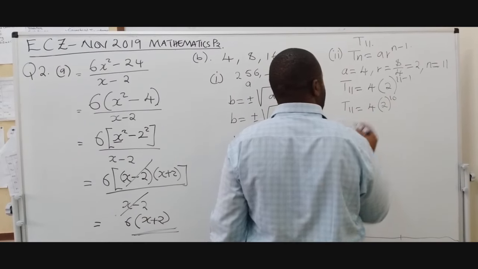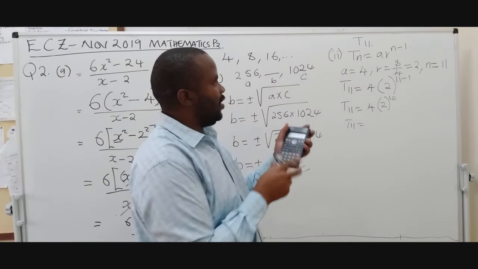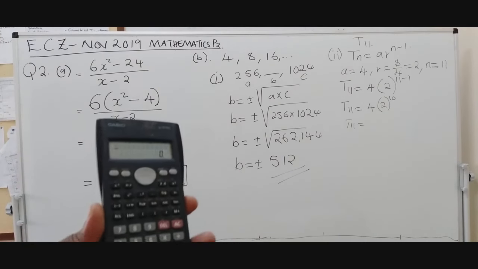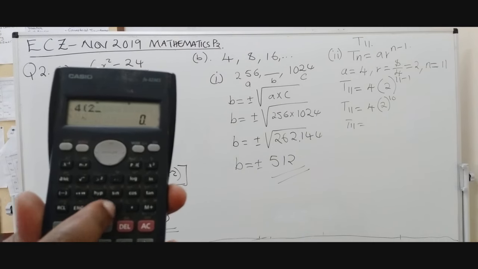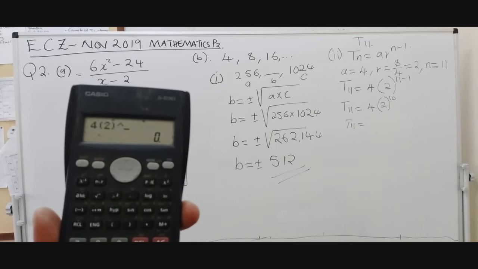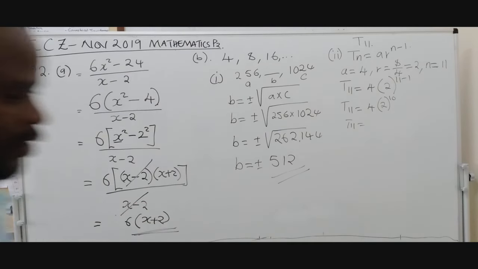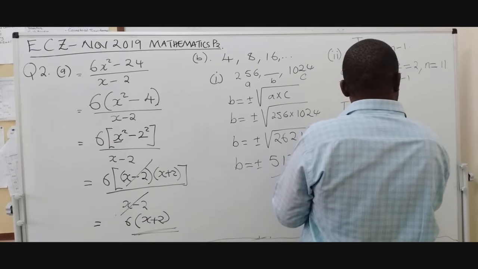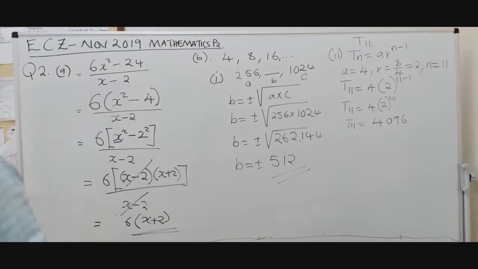So your T11 is equal to, you don't need to panic, you get your calculator, right? If I show you again how to punch that one. Okay? So you're going to say 4 first, open the bracket, you put 2, like I'm doing. Power, you punch there, power 10. So equals. That's what we are going to get. Okay, so we are going to get 4096. That is our answer there. Alright? That's what we get there.